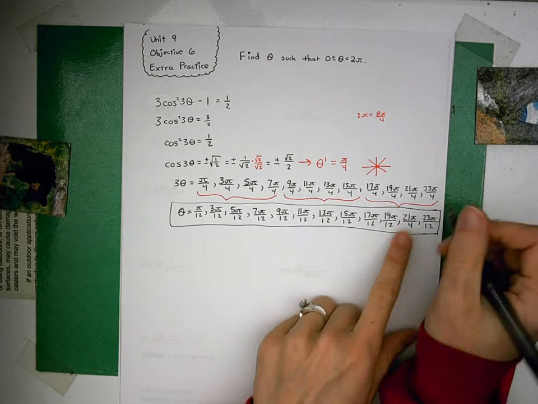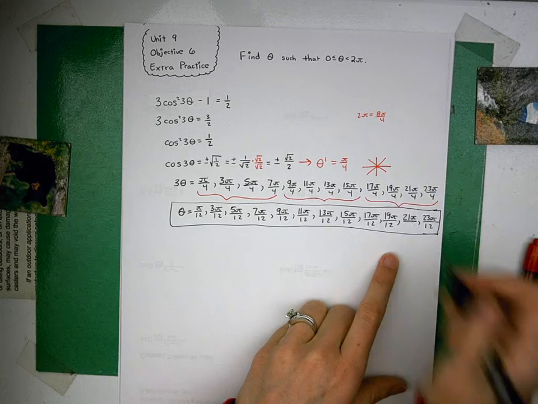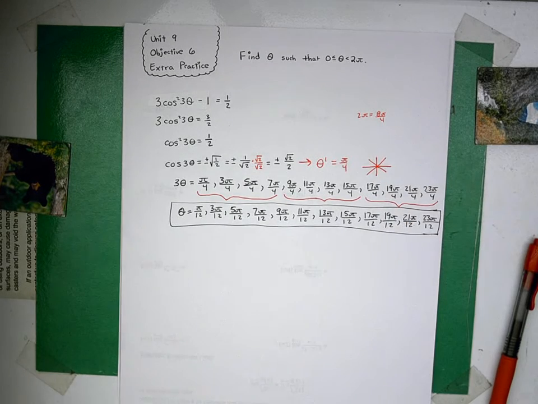Oops, I said over 4. That reduces to 7 pi over 4. It is still 21 pi over 12. My apologies.